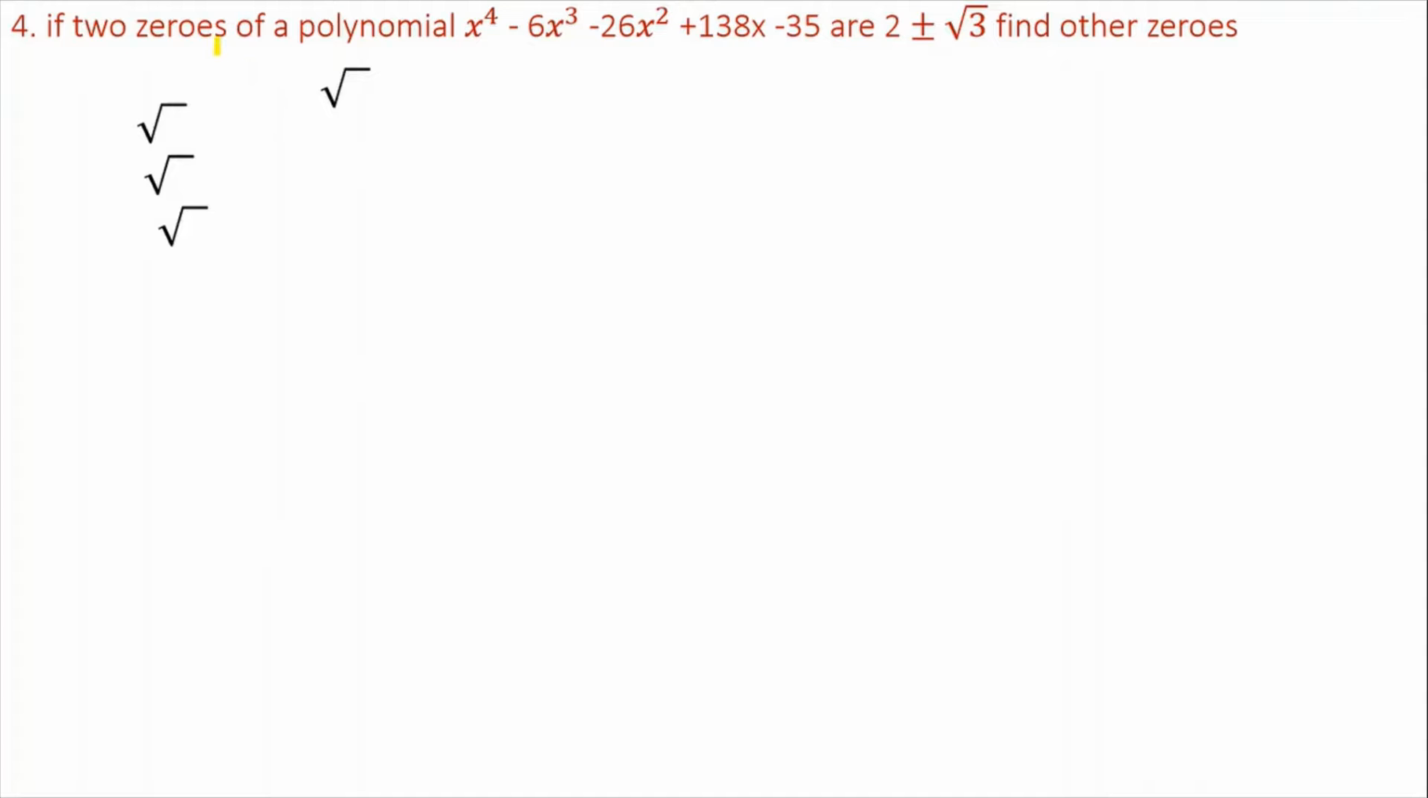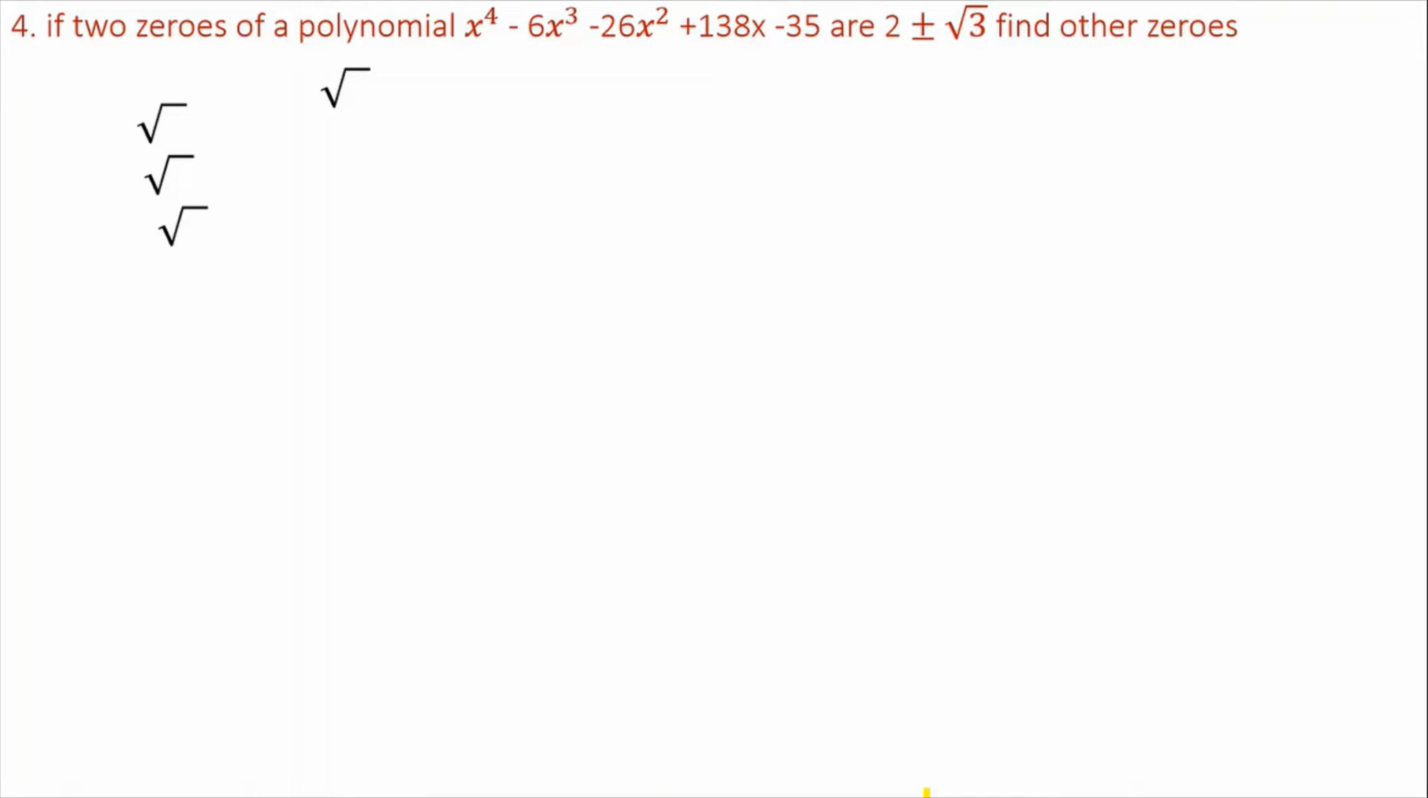Fourth problem. If two zeros of a polynomial are 2 plus or minus root 3, find the other zeros. In the given question, they have given a polynomial of degree 4. That is, there is a chance of getting at most 4 zeros. In the question itself, they have given two zeros.